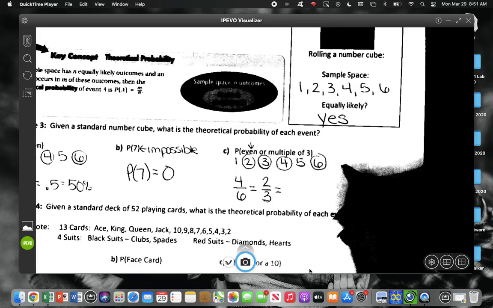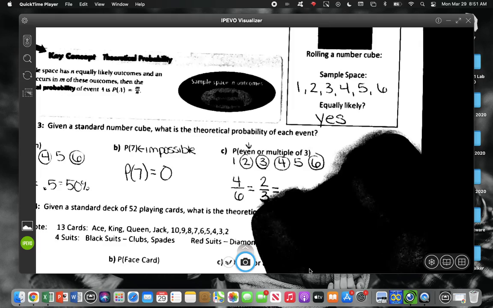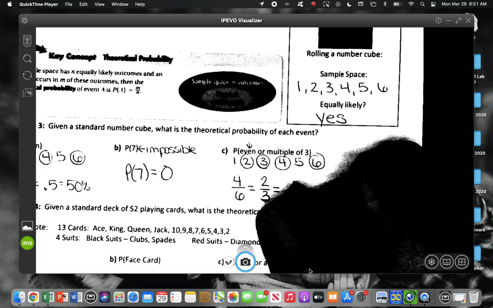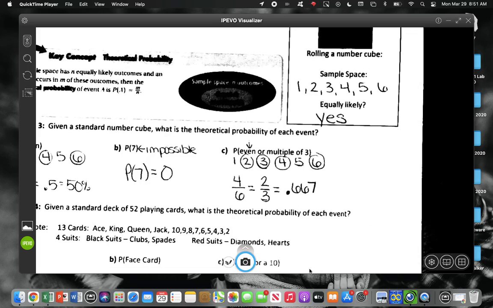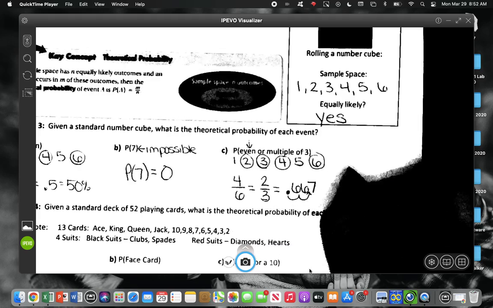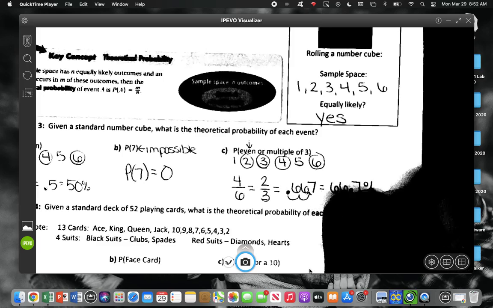2/3. Now, if you type in 4 divided by 6 in a calculator, you get a repeating decimal. I am going to tell you, for our class, we are going to round to 3 places after the decimal. So if you type in 2/3, it's a bunch of 6s, so it'd be 0.666, and the last 6 would round up to a 7. Close one, guys. Now, whenever we move our decimal 2 places to the right, I do want you to keep that. So it'd be 66.7%.